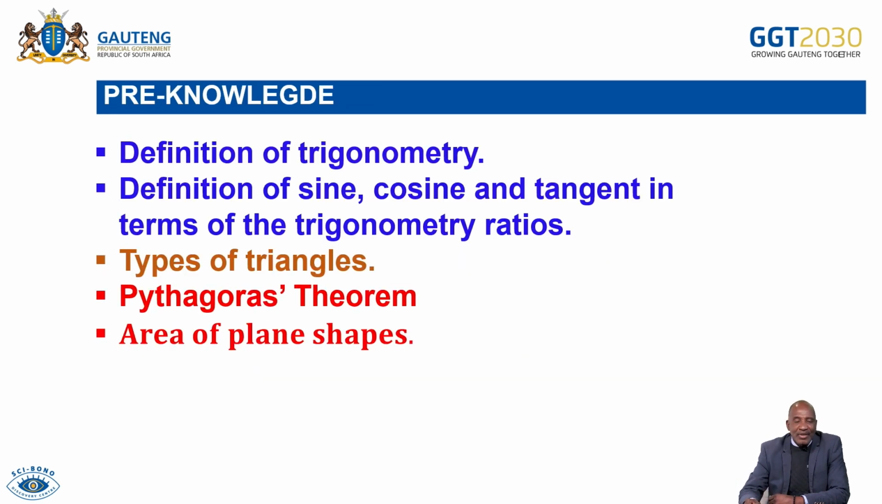Right. These are things that I expect you to know by now. We have been looking at these things in the previous lessons: the definition of trigonometry, the definition of sine, cosine, and tangent in terms of their trigonometric ratios based on the Cartesian plane, and the first quadrant or any other quadrant defining the ratios. But usually when we define them, we use the first quadrant. Then types of triangles, you'll remember you did quite a lot of triangles, three-sided shapes. They come in different types. Then you have done, right from lower grades, Pythagoras' theorem, then area of plane shapes.